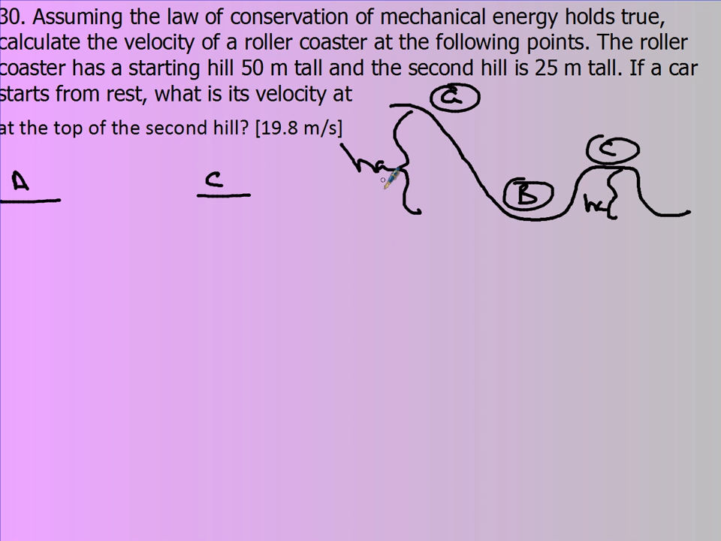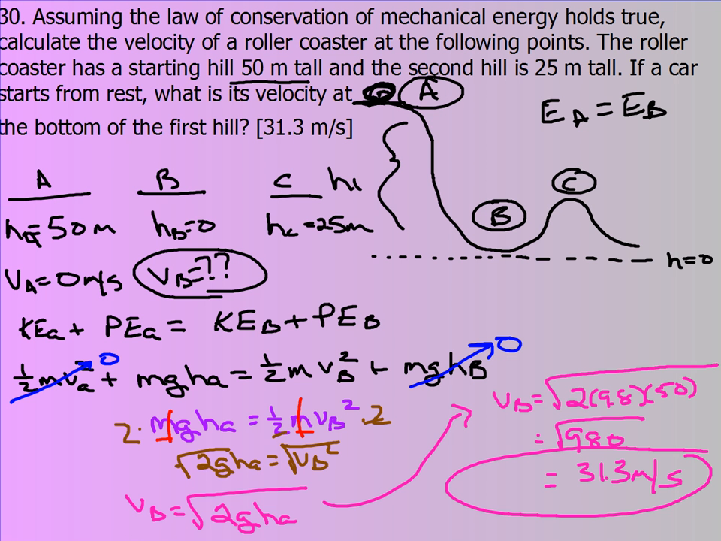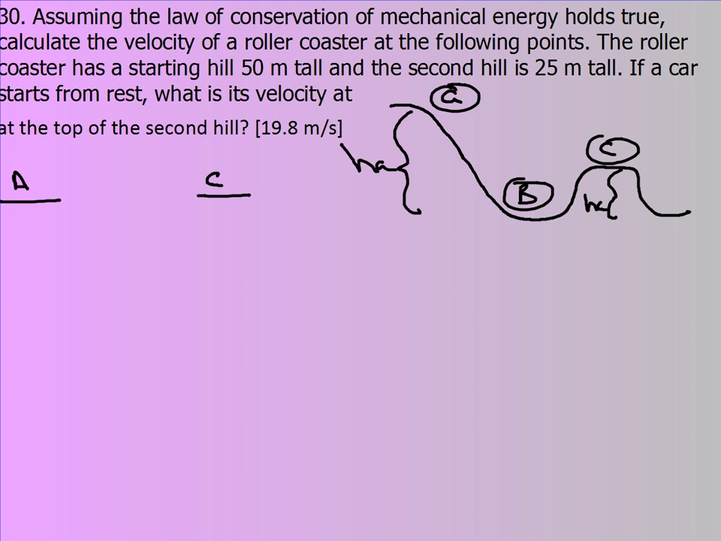I always write all my givens down at the very beginning. Remember, like I did over here, I write them all down to start with. For parts B and C of a problem, you don't need to rewrite them. We're rewriting because we're on another page. At A, I know the height at A is 50 meters. I know the height at C is 25 meters. And I know the velocity at A is 0. And I'm looking for the velocity at C.